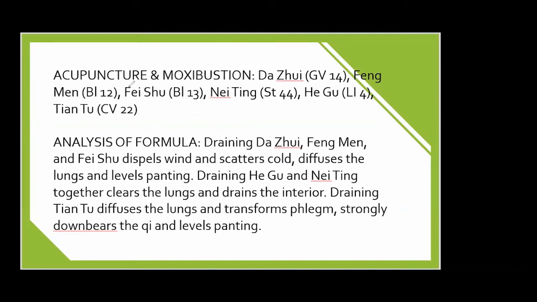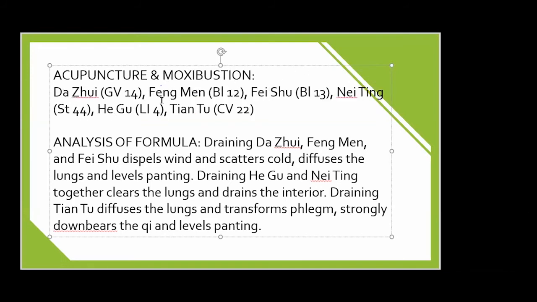Then we're talking about acupuncture. We still use pretty similar points here: Du 14, Bladder 12, and Bladder 13. Also thinking about clearing internal heat, we can go to Stomach 44. And LI 4, still relieving the exterior, we used it before. And Ren 22, still resolving phlegm. The other points we have already explained.